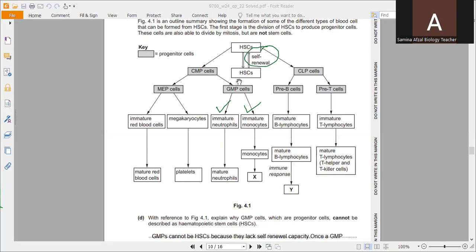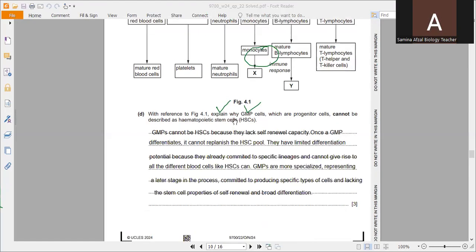They are already committed to specific lineages and cannot give rise to all the different blood cells like HSCs can. In this way, I would like to say that GMP cannot be HSC because they lack self-renewal capacity. I already told you in the explanation that HSCs have the ability to self-renew, and I have shown you in the picture. Whereas GMPs cannot. Once a GMP differentiates, it cannot replenish the HSC pool.